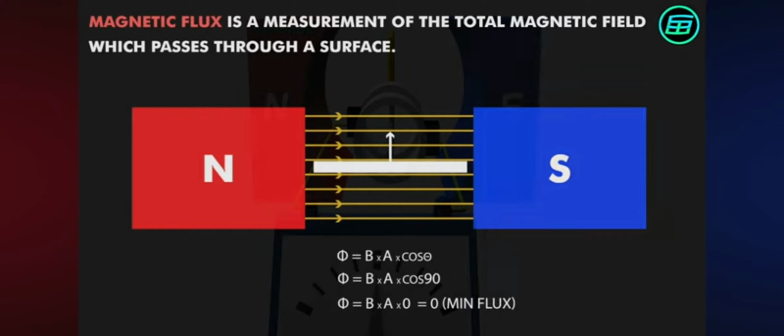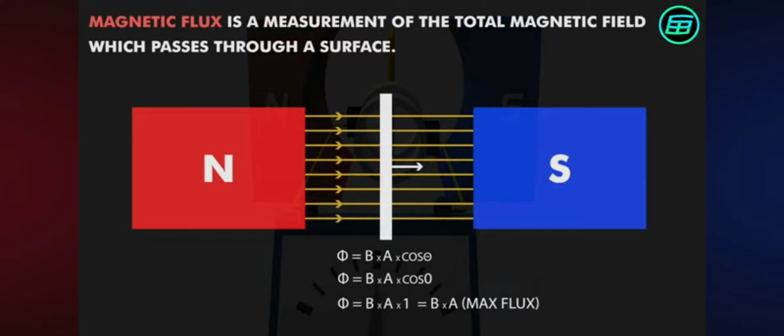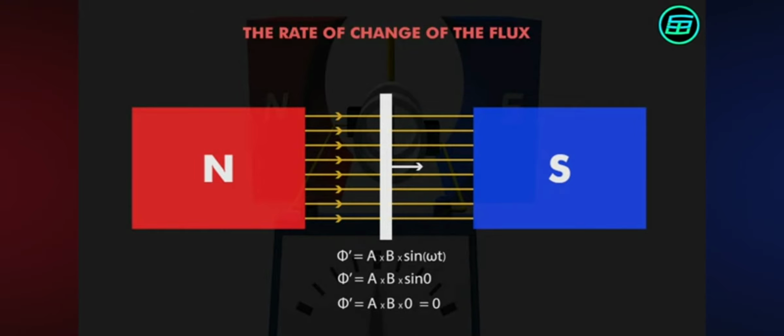Magnetic flux might be non-zero, but if the rate of change of the flux is zero, there won't be a current. Formation of electric current depends on the change of flux, which can be calculated by this formula. If the angle between the area vector and the magnetic field is zero, the rate of change of the flux is zero.